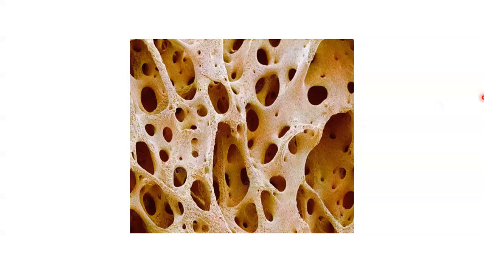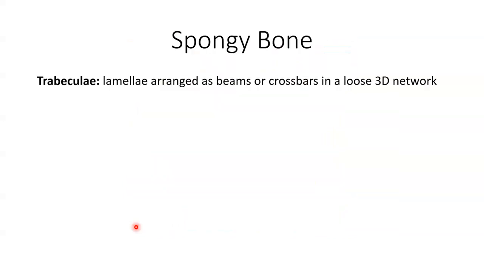So this is just an image of actual spongy bone. It's a photo, and you can see how much more of an open network it is compared to that compact bone. So this space in here is where all of your red bone marrow would sit. So again, a few new terms introduced in the last few slides, so another lot of definitions. So we have our trabeculae, which is just our lamellae arranged as beams or crossbars in a loose 3D network.